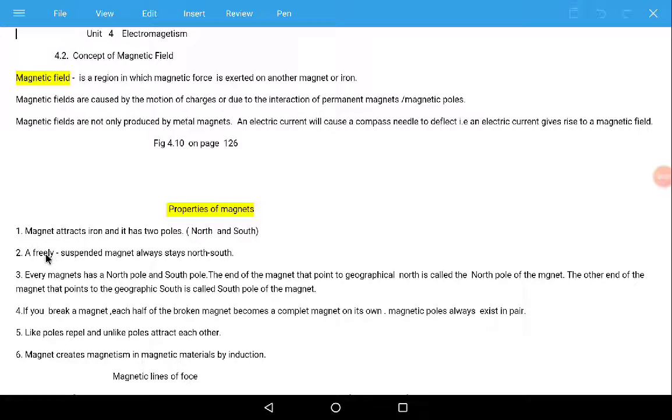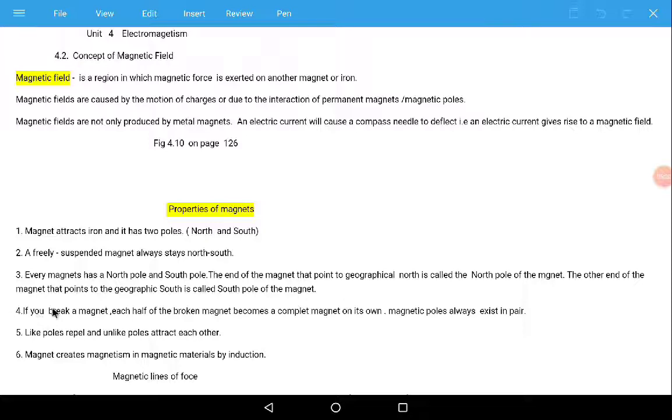The second one, a freely suspended magnet always stays in the north and south direction, because it has two poles. Every magnet has a north and a south pole. Now the third one, every magnet has a north pole and a south pole. The end of the magnet that points to geographical north is called the north pole, and the other end of the magnet points to the geographic south and is called the south pole of the magnet.